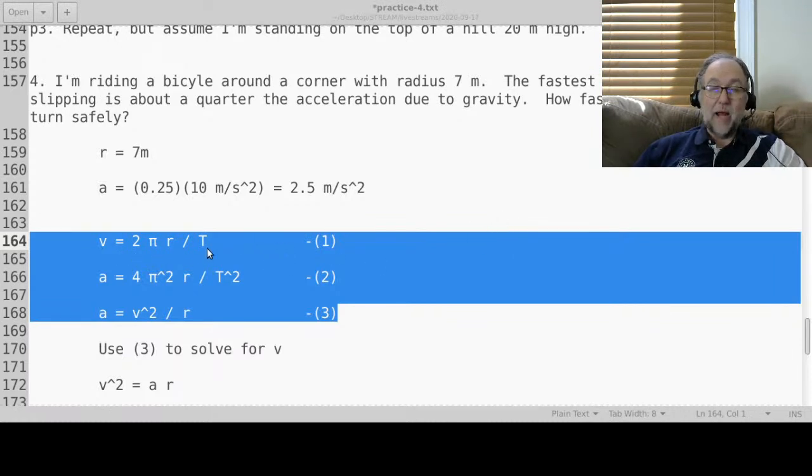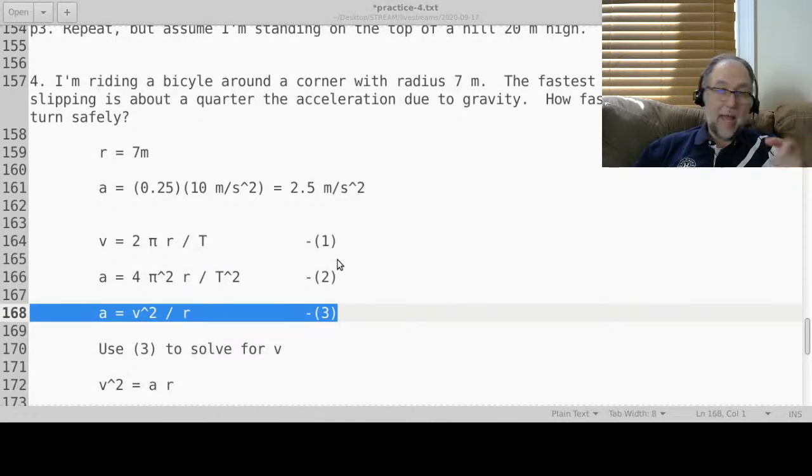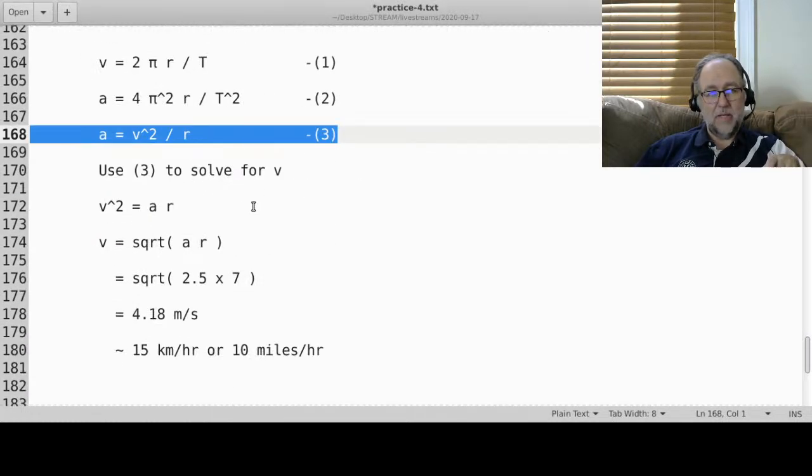V can be written as 2 pi r over capital T, where capital T is the period. It gives you V, but you can't use that one because you don't know the period, that is the time for one complete revolution. I don't give you any time information, so you can't use that one. The second one is the acceleration, also in terms of R and T. We don't want to calculate the acceleration, and again, we don't know T, so we can't use that one. It's the third one that we're going to use, and we can't use it in that form because we want to solve for V, so just isolate V. Then solve, and then plug in the numbers.